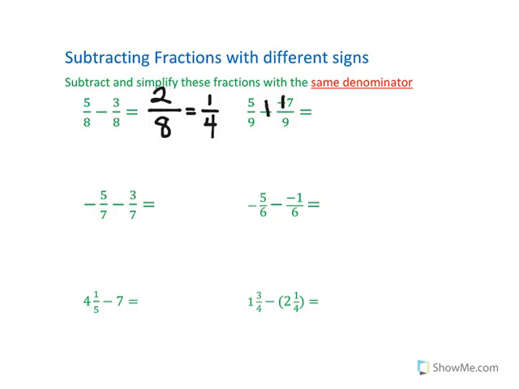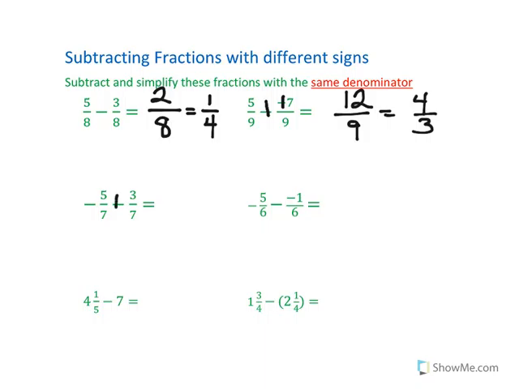numbers, your integers, you add the opposite. Keep the denominator the same, and 5 plus 7 is 12. Now that can be reduced. 3 goes into the numerator and the denominator. So the answer to that fraction, that difference, is going to be 4/3.